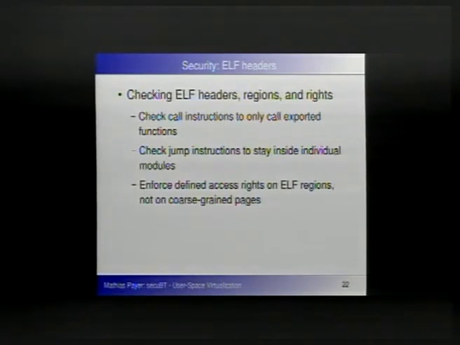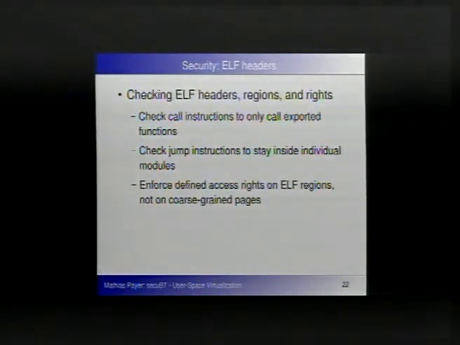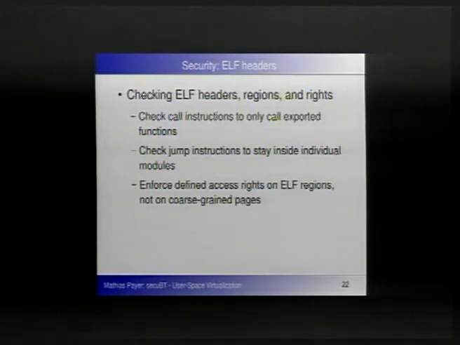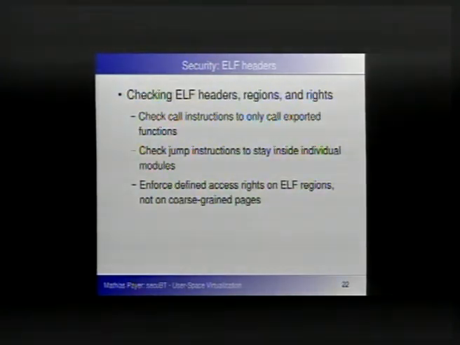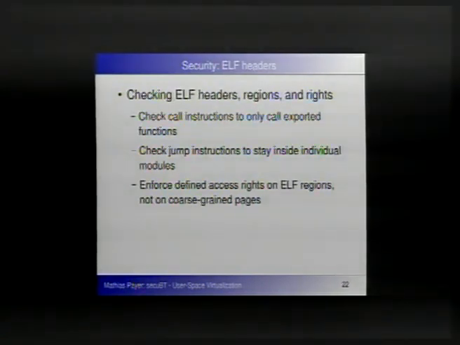Additional checking is done for ELF headers and ELF regions. We can check all call instructions if they branch only to exported functions. We can check all jump instructions so that they only jump to inside their ELF region and inside their object region and don't jump into other dynamic objects, because it wouldn't really know what that code is, and make sure that they always stay in their module. And we can also enforce the defined access rights on the ELF region and not on the coarse-grained pages that I discussed before.